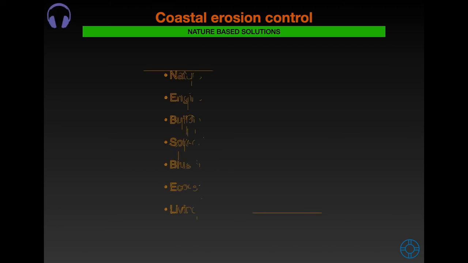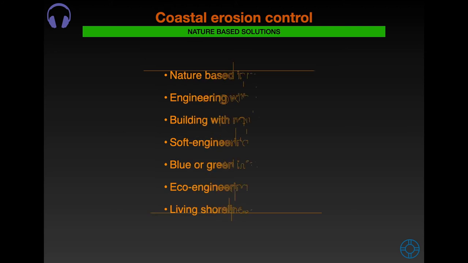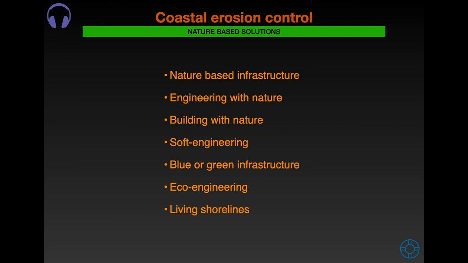There are also some other terms that aim to keep up with nature-based solutions, and they are the nature-based infrastructure, engineering with nature, building with nature, soft engineering, blue or green infrastructure, eco-engineering, living shorelines. They aren't the same, but they share the idea that the ecosystems can be an ally on coastal protection projects and can reduce costs and negative environmental impacts.